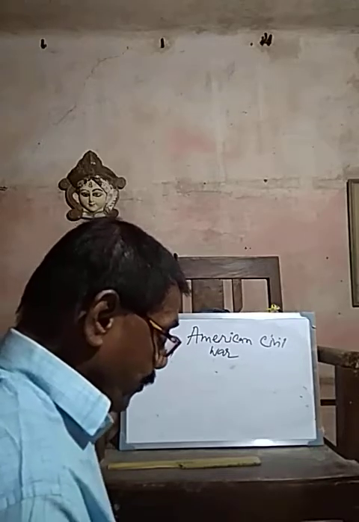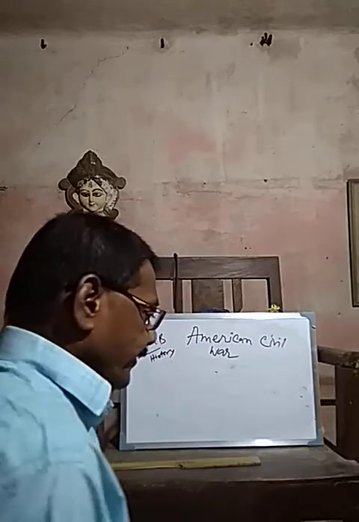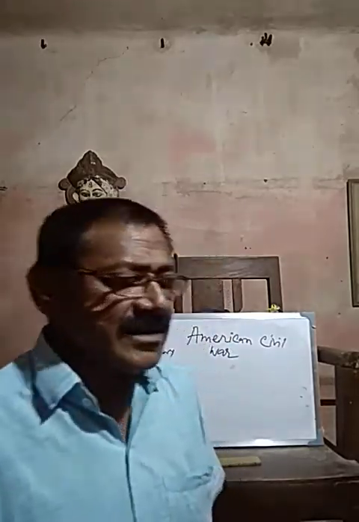In 1854, the northern states formed a party. The name of the party was the Republican Party. In which year was it formed? In 1854, the northern states formed the Republican Party, and unanimously they elected Abraham Lincoln to be their 16th president. So Abraham Lincoln became the 16th president of the northern states.